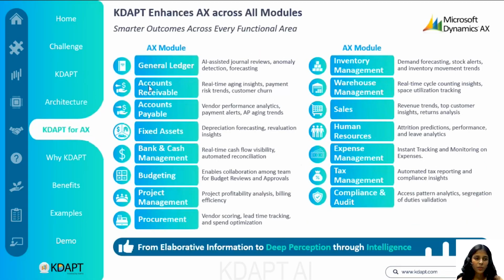So let's see how KDAPT enhances AX across all modules. Dynamics AX is used across various business functions, right? From finance and supply chain to inventory and warehouse management. But here's the challenge. The data is often stuck inside these modules and it's hard to access, even harder to analyze in real time. So KDAPT solves that by sitting on top of AX data, making it easy for anyone to ask questions and get answers instantly across any module.